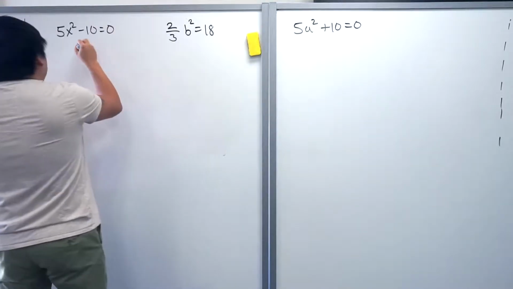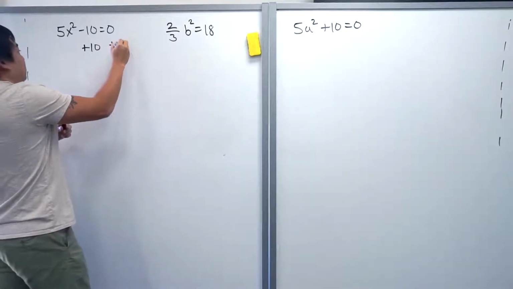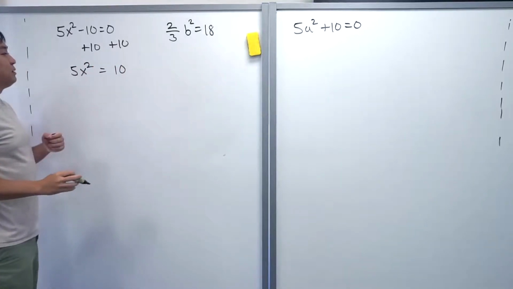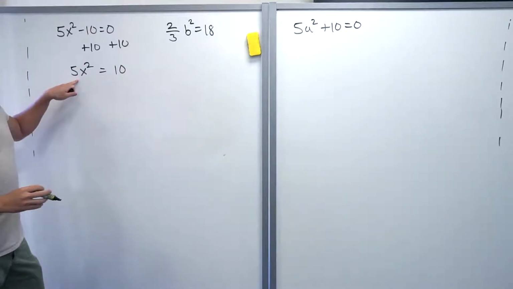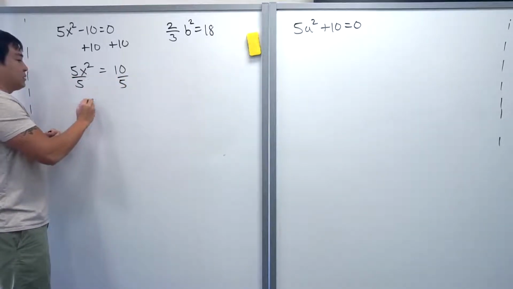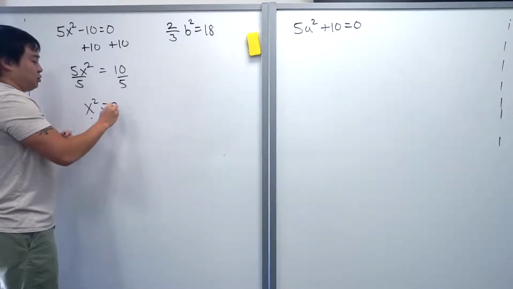So if I add 10 to both sides, we get 5x squared is equal to positive 10. And then to get rid of the 5, we divide both sides by 5. So we get x squared is equal to 2.